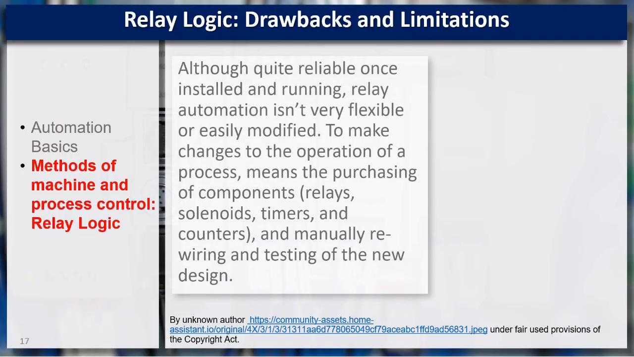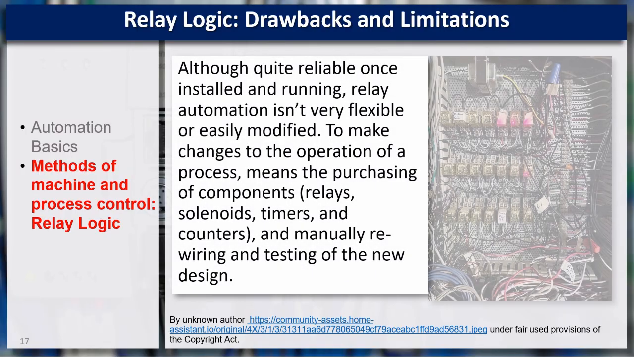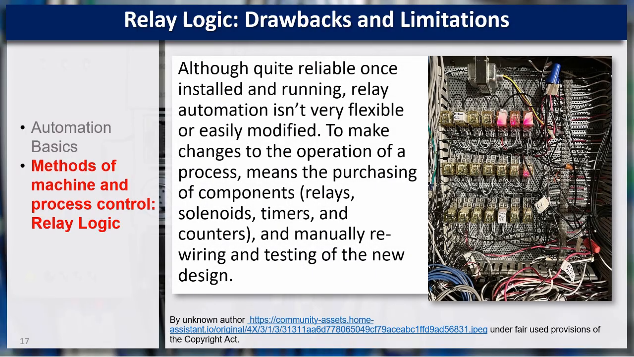Although quite reliable, once installed and running, relay automation isn't very flexible or easily modified. To make changes to the operation of a process means the purchasing of components like relays, solenoids, timers, and counters, and then manually rewiring and testing of the new design.